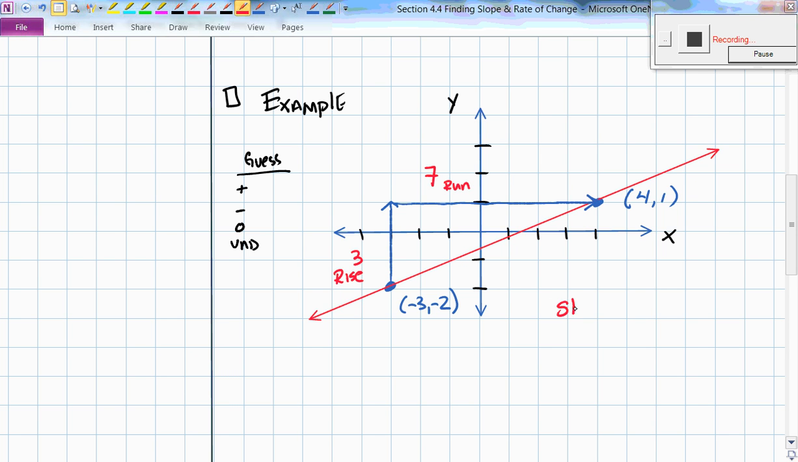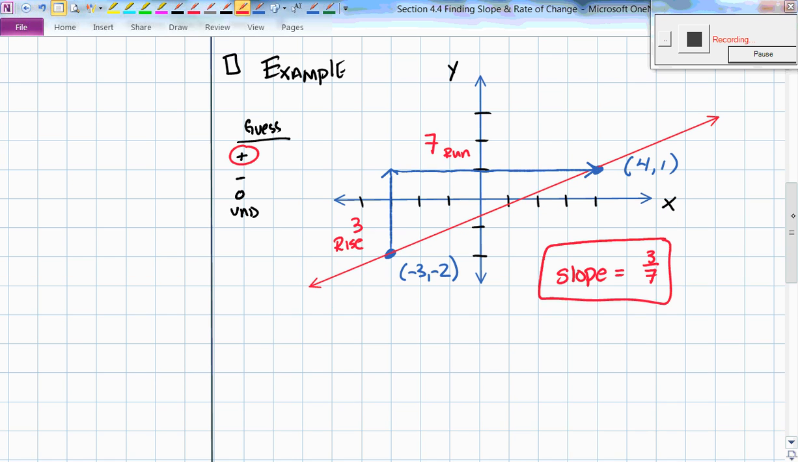So what is the slope of this line? 3 over 7. Is 3 over 7 a positive number, a negative number, the number 0, or undefined? Yeah, this is a positive slope. So we have learned that positive slopes go up from left to right. Does that make sense? Okay, who guessed right? Put your hands up. I'd say about 80% of the class guessed right.